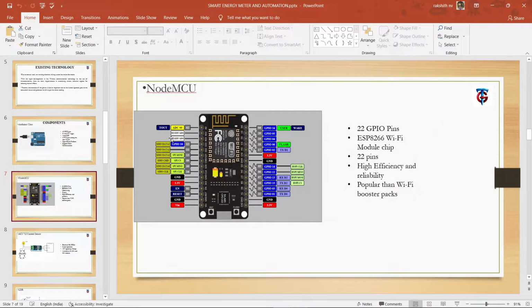This is also a microcontroller, but it has the additional feature of a Wi-Fi connectivity option. So we can connect this to the cloud, and we can push data to the cloud using the ESP8266 Wi-Fi chip present inbuilt on this Node MCU development board. It has 22 GPIO pins and the ESP8266 Wi-Fi module chip, which is highly efficient, reliable, and more popular than other Wi-Fi booster packs. It is also easier to use, and we'll be coding this using the Arduino IDE itself, so that is also an advantage here.